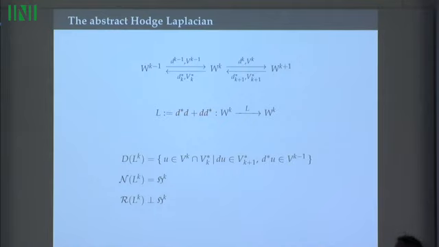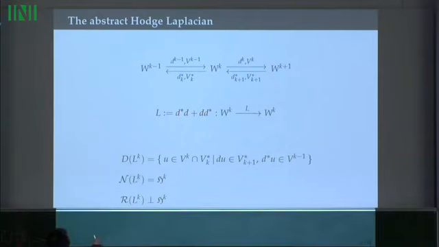Now we get an interesting fact. Its null space is precisely the harmonic forms. That's why they're called harmonic forms. They're the null space of the Laplacian. How do you see that? Well, obviously anything that's in harmonic forms is in the null space of D and D star, so it is in the null space of L. But how about the other way?